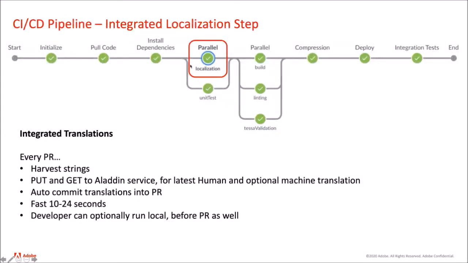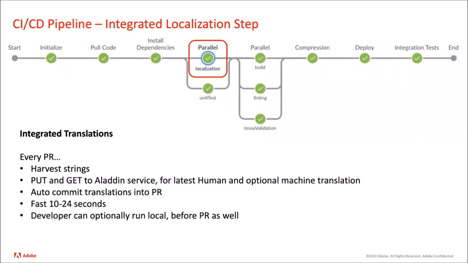In this localization step, just like what the developer is doing, it harvests the strings using Adobe INTL Harvester. Then it communicates with Aladdin to get the latest translation, be it machine translation or human translation. Currently it takes about 10 to 24 seconds for this step to run on the build pipeline. Not shown in this diagram is a step where we do auto-committing. As part of the build chain, it calls Aladdin to fetch the latest translation, then commits to the Git repository, and then it can raise a PR.